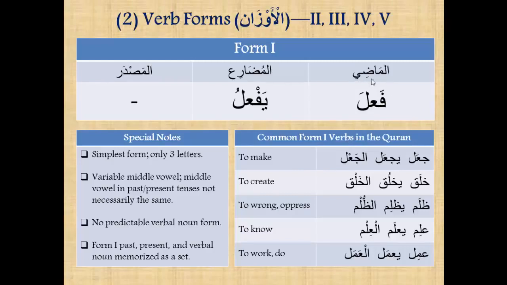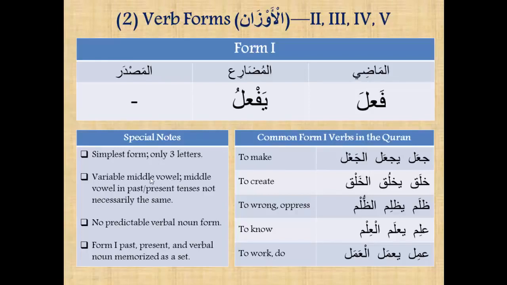Form one in the madi can be fa'ala or fa'ila or fa'ula. In the mudari', yaf'alu, yaf'ilu, or yaf'ulu. So form one is the simplest form. It only consists of three letters. Those are the three radicals, the three root letters of the word. The middle vowel is variable.